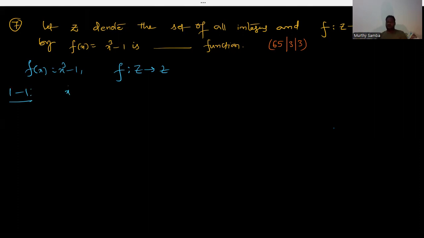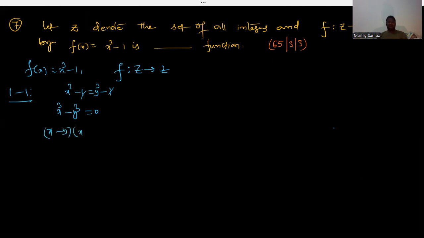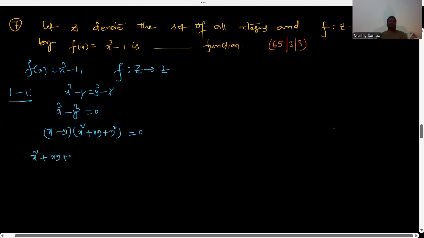f of x equal to f of y means x cube minus 1 equal to y cube minus 1. So minus 1 and plus 1 cancel. x cube minus y cube equal to 0. What is x cube minus y cube equal to 0? Can we directly write it as x equal to y? No, you cannot write that, because x cube minus y cube can be expressed as x minus y into x square plus xy plus y square is equal to 0. I am taking the second condition, that is x square plus xy plus y square is equal to 0.